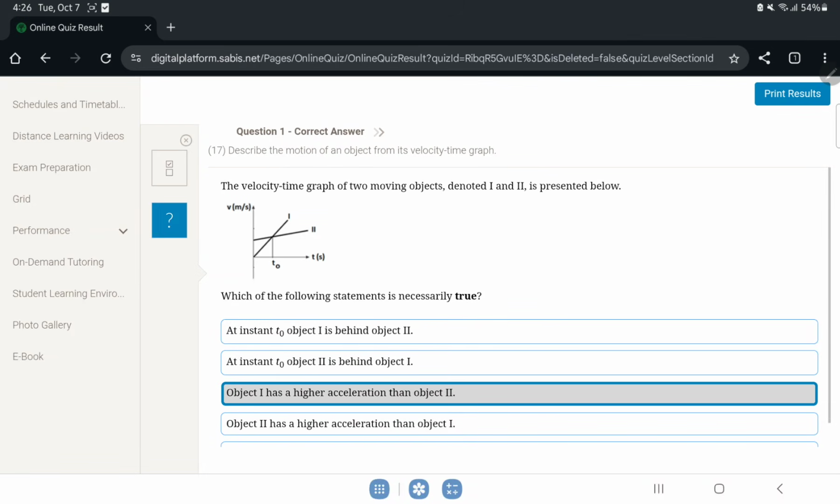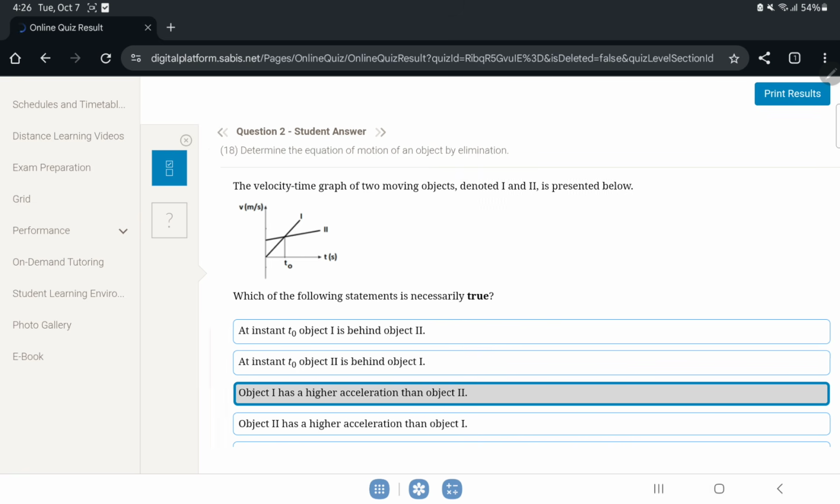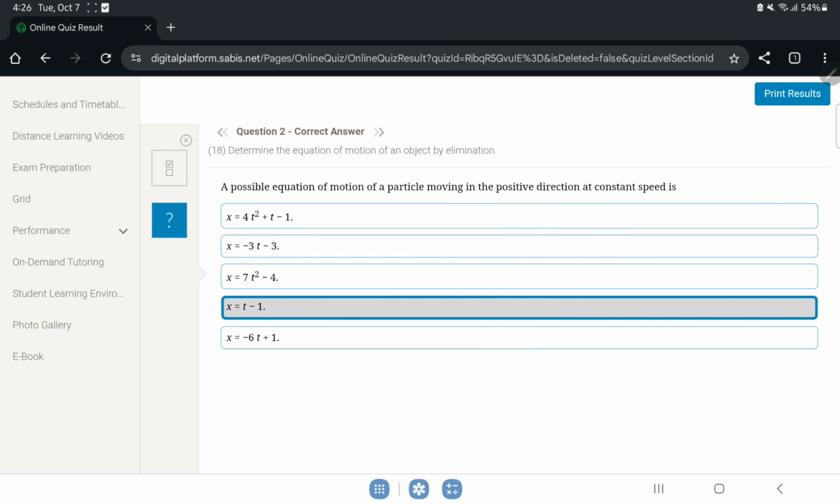So for this question, they gave us a VT graph and they want us to choose the object with a higher acceleration. Object 1 has a steeper line, so it means it has a greater value for the slope, and the slope in this case is the acceleration. So object 1 does have a greater acceleration than object 2.